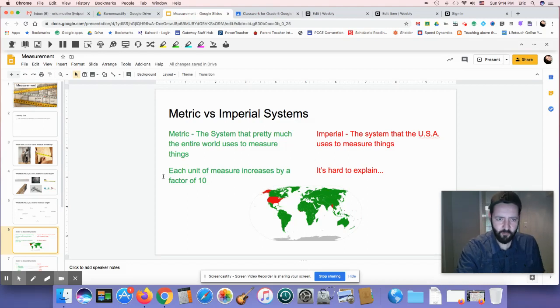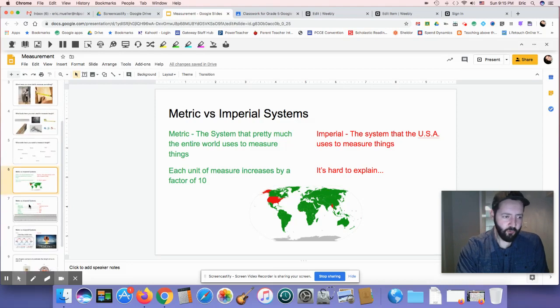So with the metric system, each unit of measure increases by a factor of 10, which means that a centimeter is made up of 10 millimeters, and a decameter is made up of 10 centimeters. And so everything just increases by a scale of 10. With the American system, it's really hard to explain. And I'm not even going to attempt that right now, okay?